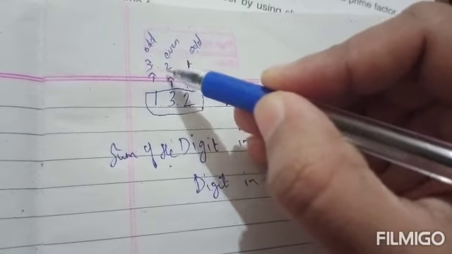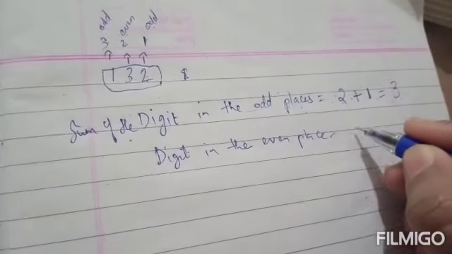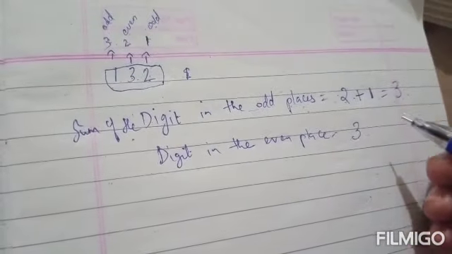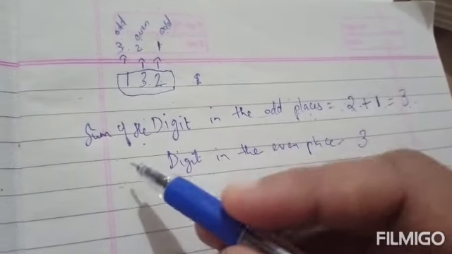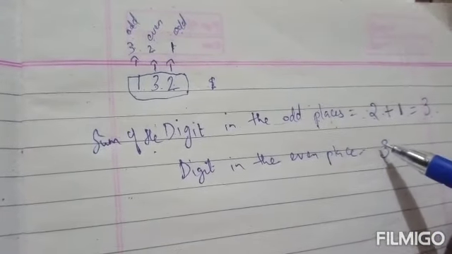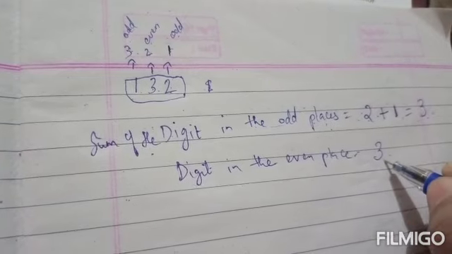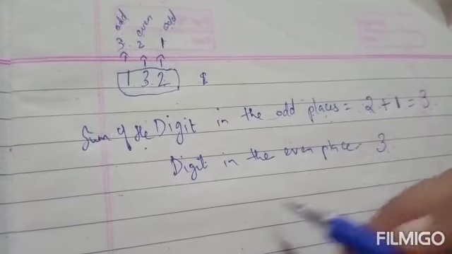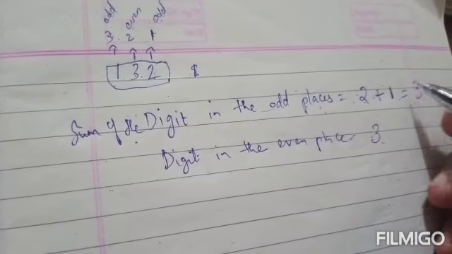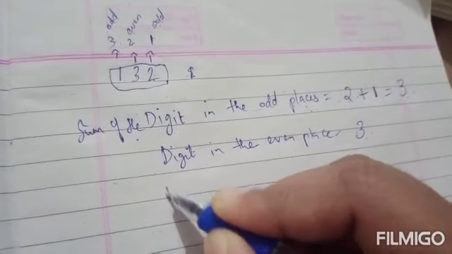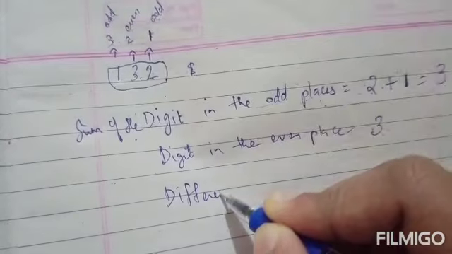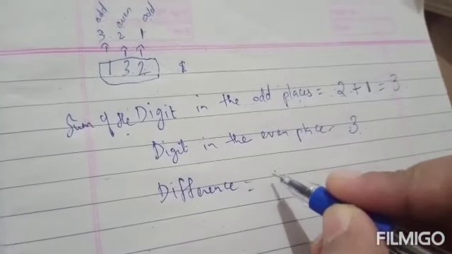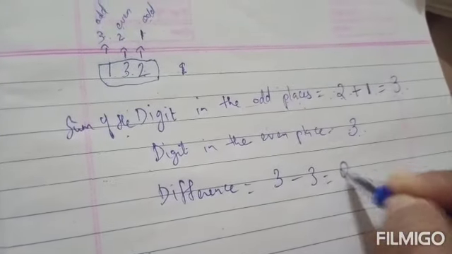The digit in the second place is 3. Actually you need to find the sum of the digits in the even places, but here there is only one number, so no need to find the sum. You need to find the digit in the even place only. After finding this, you have to find their difference. So the difference is 3 minus 3 equals 0.